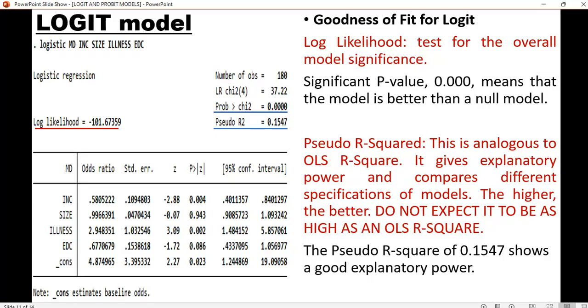Now we have the log likelihood, which tests for the overall model significance, and we see the significant p-value of 0.000. It means that the model is better than the null model. And the pseudo r-square is analogous to the OLS r-square. It gives the explanatory power and compares different specifications of models. But we should not expect the pseudo r-square to be as high as that of the OLS. For this study, the pseudo r-square is 0.1547, which is a good explanatory power.